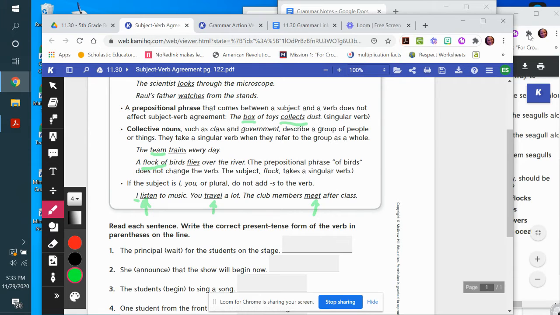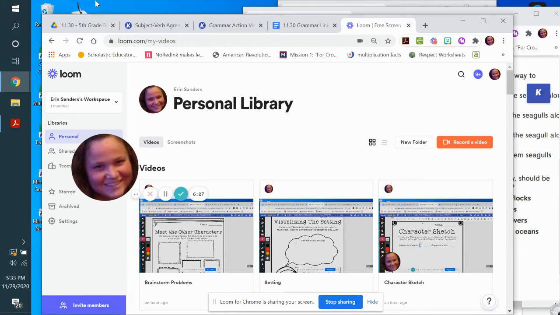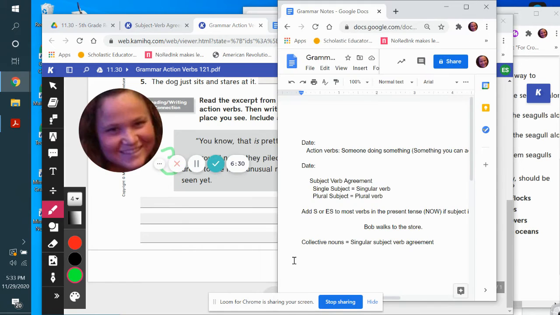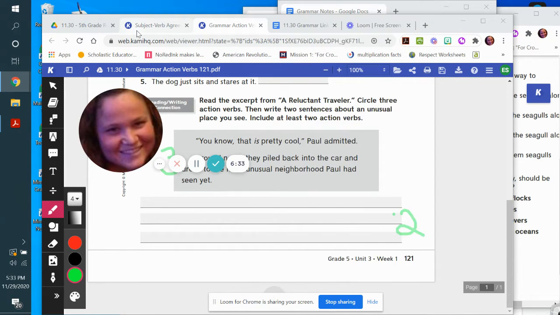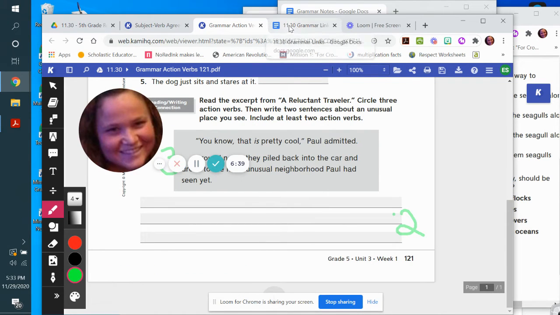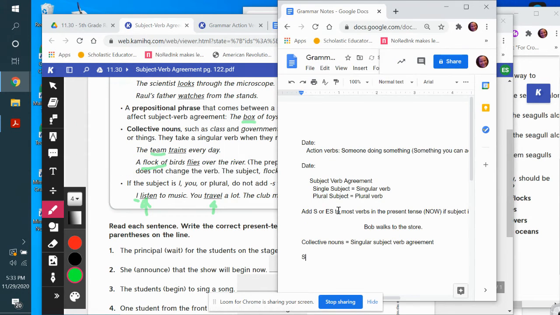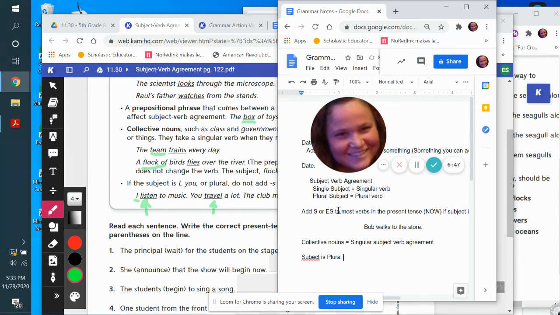So that means over here we need to add that if the subject is plural, we do not add an s.